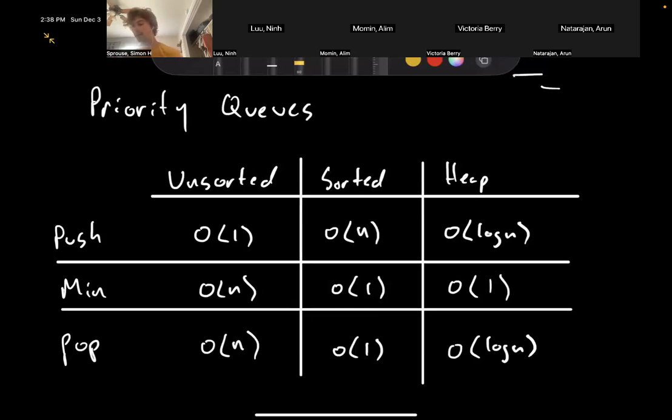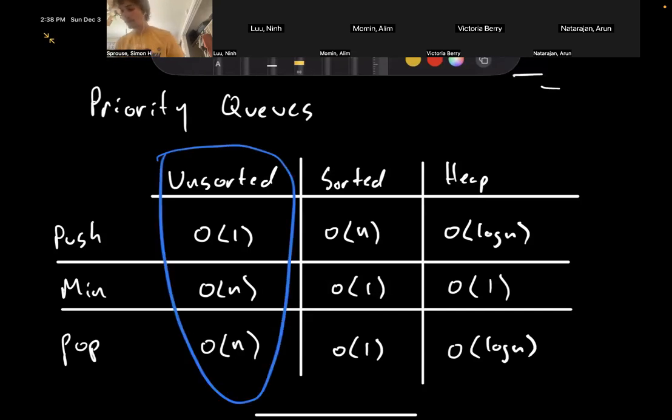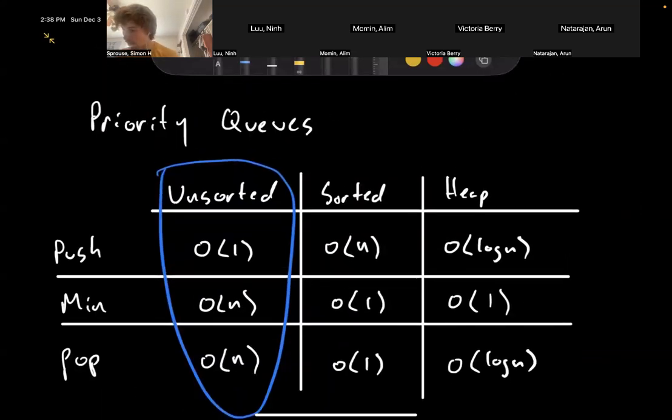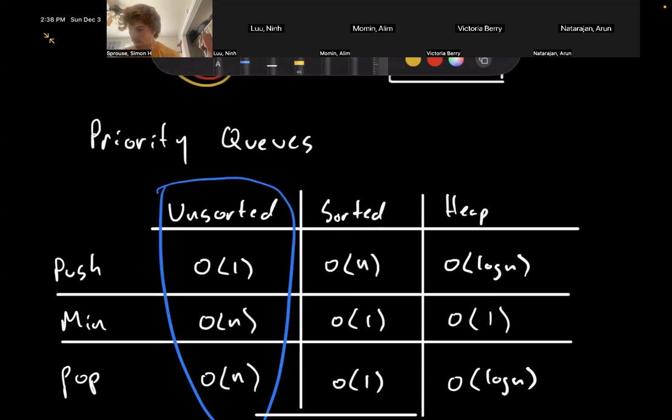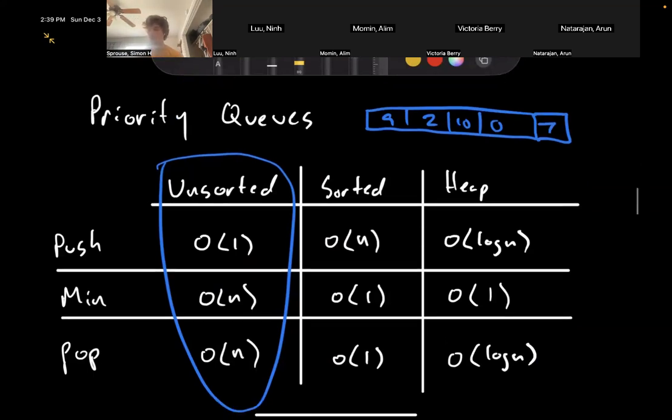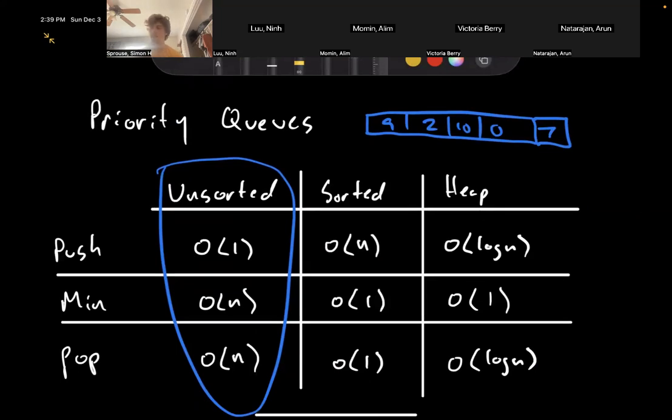So I've kind of made this table here as to how the three different implementations fare with runtime. So first, let's look at our unsorted priority queue. And this one is a little bit of a hack, right? So an unsorted priority queue, just think like you've got an array, basically, and it's just got random elements. So it could be in any order, right? And so to push to this data structure is O of 1, right? Imagine we're pushing 7. We don't actually worry about maintaining the order of this data structure because it's unsorted. So pushing is really effective, really easy, really fast.